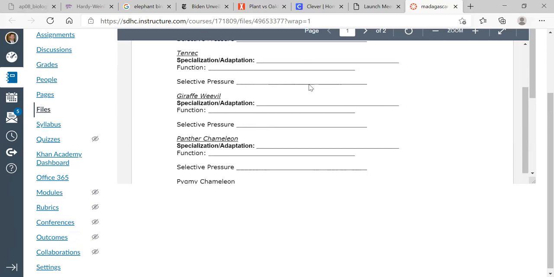Okay, the next is the giraffe weevil. This one should have been pretty simple. The males have a really long neck. Risa, what are those long necks used for? Fighting. What are they fighting over? For mates. So what type of selective pressure would that be? Competition for a mate, which you could also say is sexual selection.